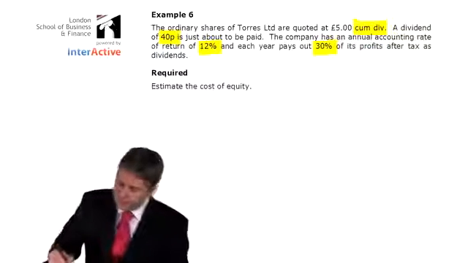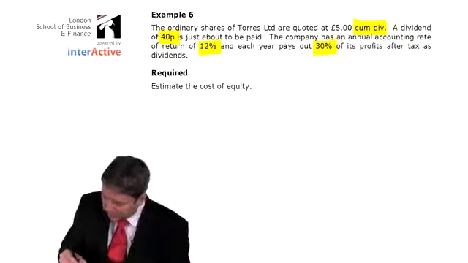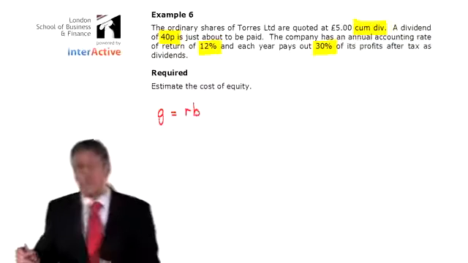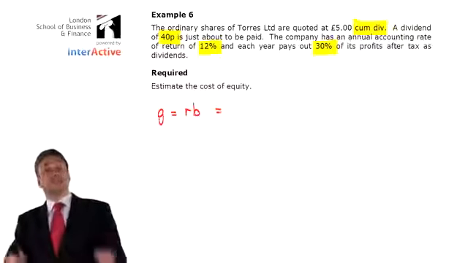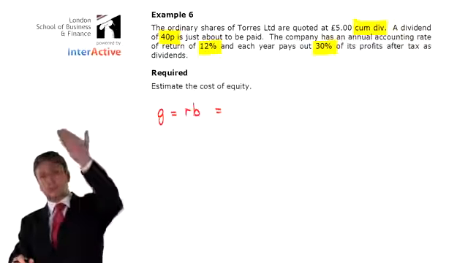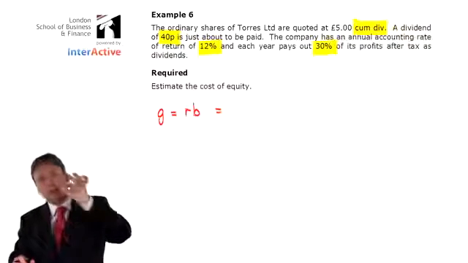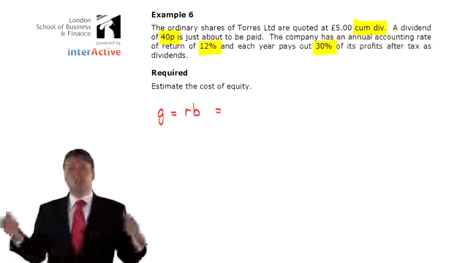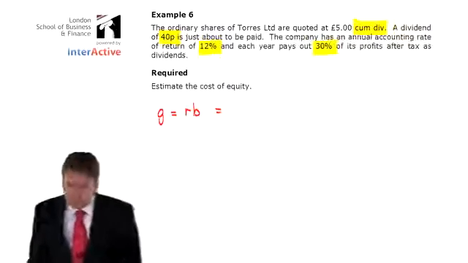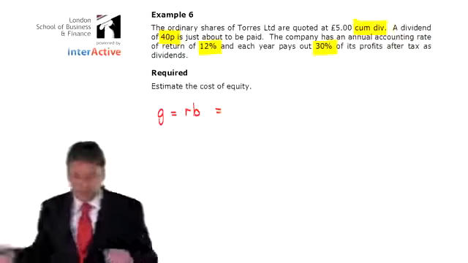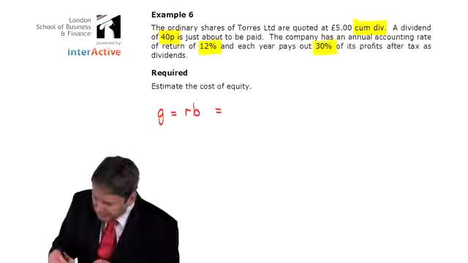Well, okay. Let's look at the growth rate first of all. g equals rb, rhythm and blues. What is r? Well, I've said to you that we want a return on equity, profit after tax divided by equity, but we're not always given it. Here, with the limited information, we're given some sort of annual accounting rate of return. In the absence of anything else, that is what we would have to use, 12% or 0.12.